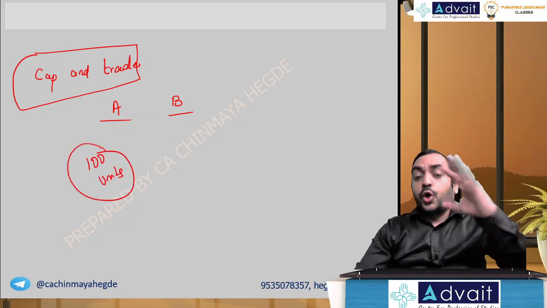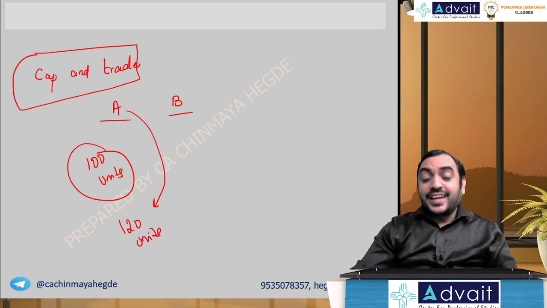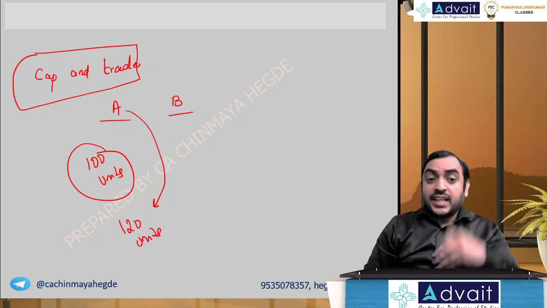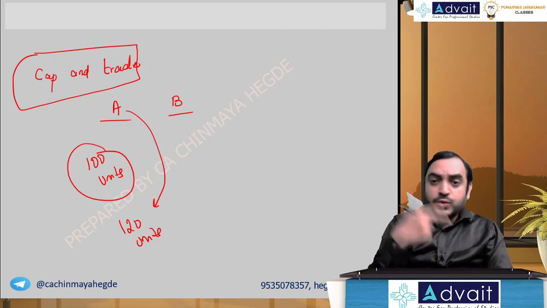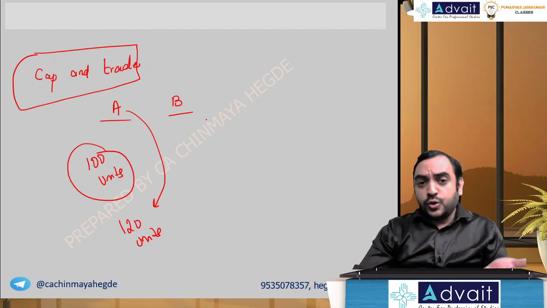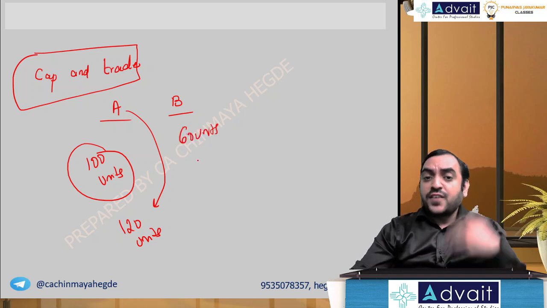This is allowed, 100 units. Now A is polluting or emitting 120 units. They are exceeding the limit, exceeding the cap by 20 units. So they have to pay a penalty. But what they do is look at the neighbor or some other company. They have only 60 units, so they have a surplus.